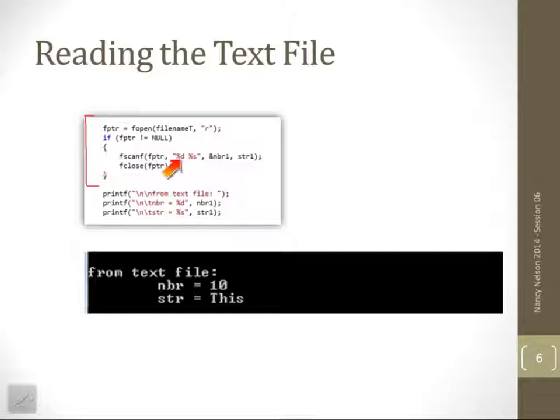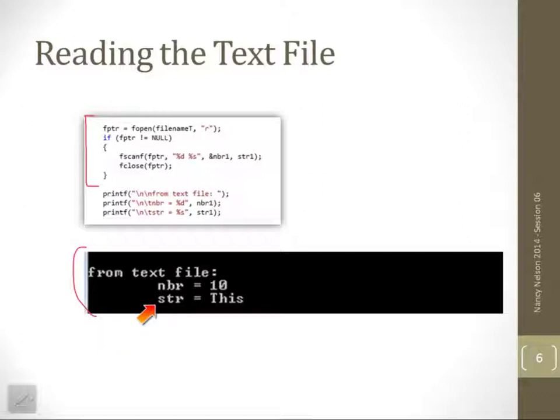We're going to read an integer, a space, and a string, and we're going to store it in variables called number1 and string1. We close the file, just as a good practice, and then we can print the information that we read from the file. So we print number1, we print string1, and our actual output is shown here. So we can see a line that prints from the text file, prints number1 equals 10, and string equals this.